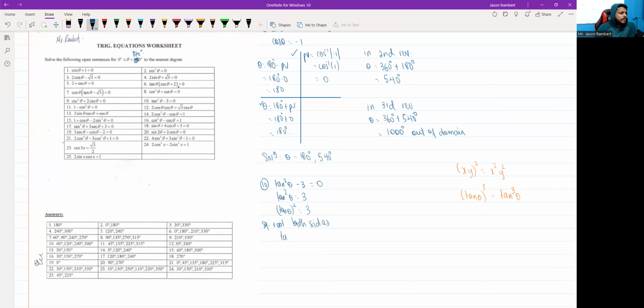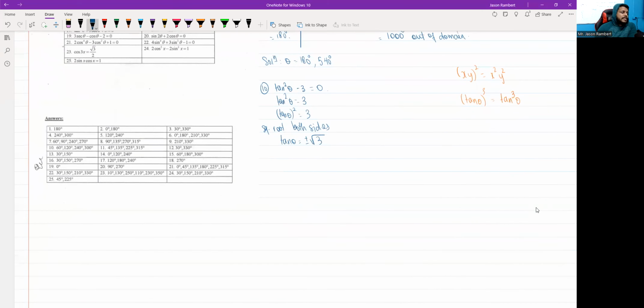And I get tan theta is equal to root 3. But it's not just root 3, it's plus or minus root 3. So in a case like this, I end up with positive values for tan theta and negative values for tan theta. I'll take one at a time. I'll first deal with the positive values for tan theta. So if tan theta is equal to positive root 3, I'll have solutions lying in quadrant 1 and in quadrant 3. Because all school teachers.